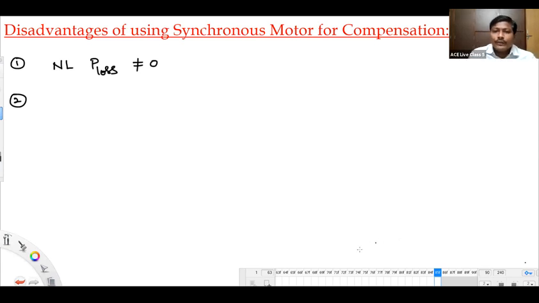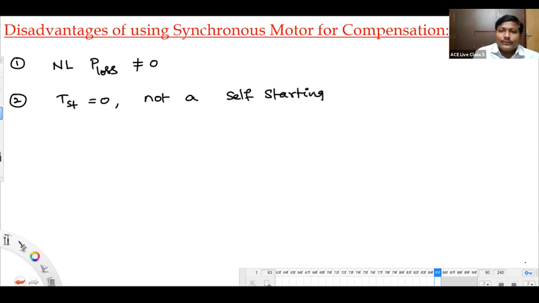Second disadvantage of the synchronous motor. Maintenance is okay, but tell me about other technical things. Listen now. We are using a synchronous motor. It is not a self-starting motor, right? So for starting, we have to use some auxiliary motor, since starting torque equals 0. This motor is not self-starting.